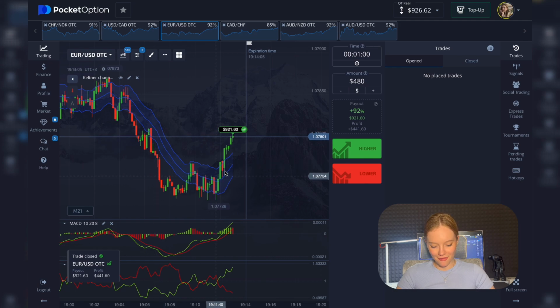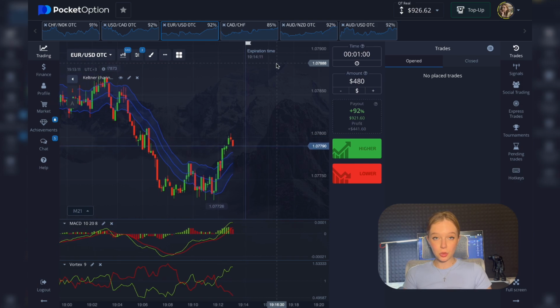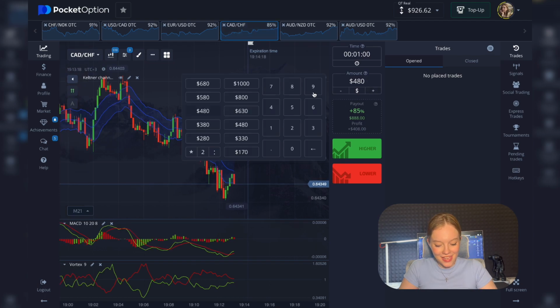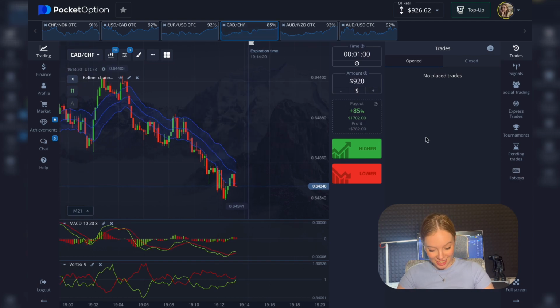The profit from this trade was $440, and at this point the balance is almost $1,000. I think that if earnings continue at this pace, I can make about $4,000 today.